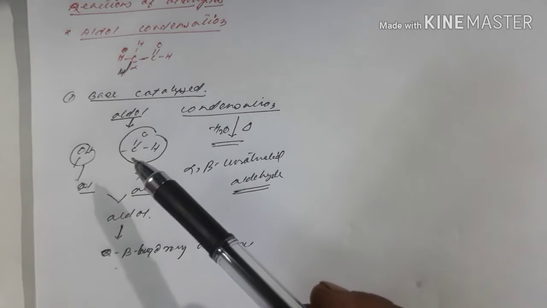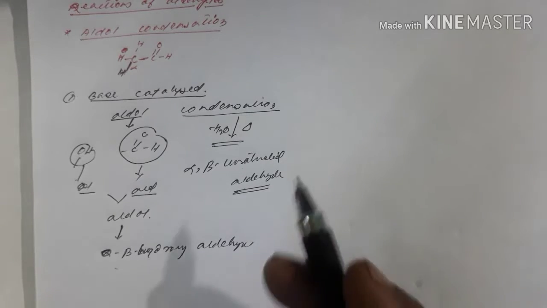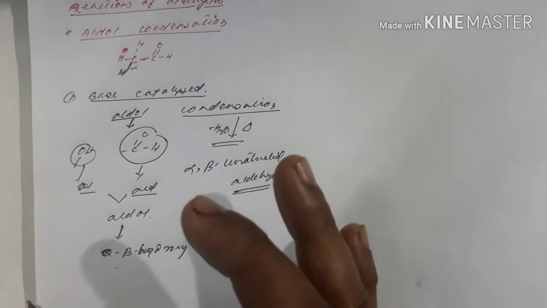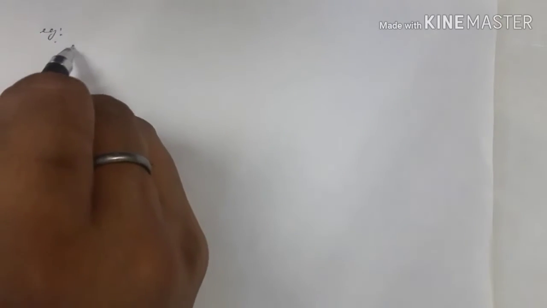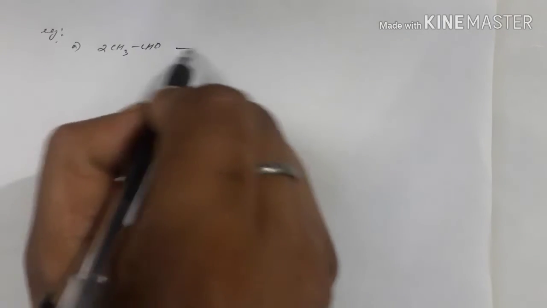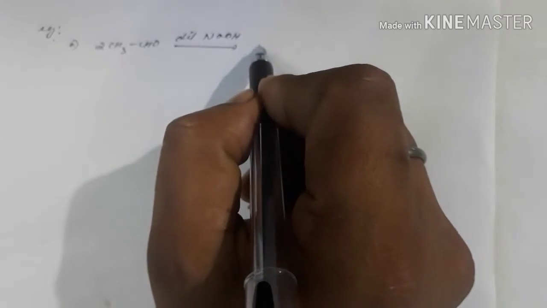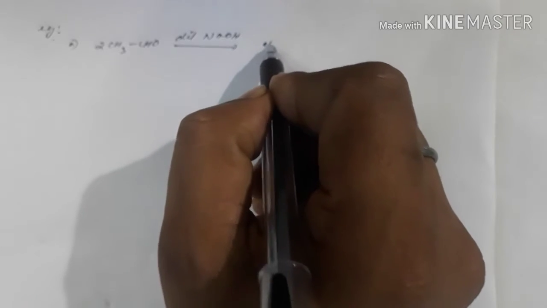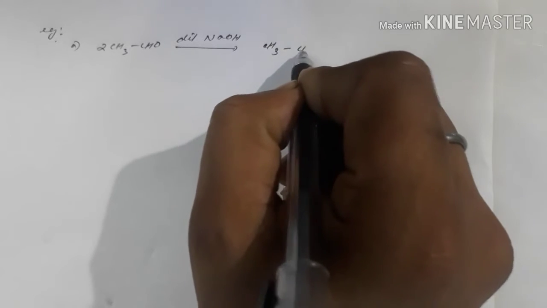Now if we are supposed to discuss the reaction, we have to take one example here, and we will elaborate with the help of the mechanism and all that. Let us consider one of the examples here, say 2 moles of ethanal or acetaldehyde reacting with dilute sodium hydroxide. First of all, it will give us this one.